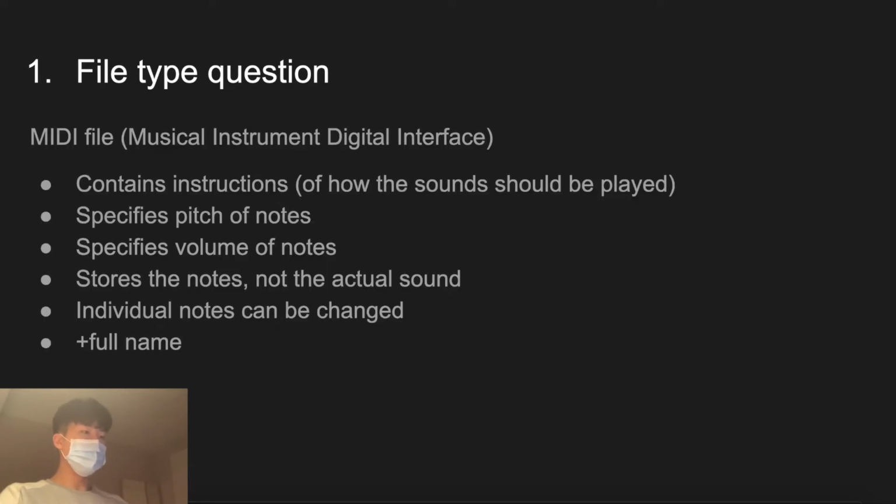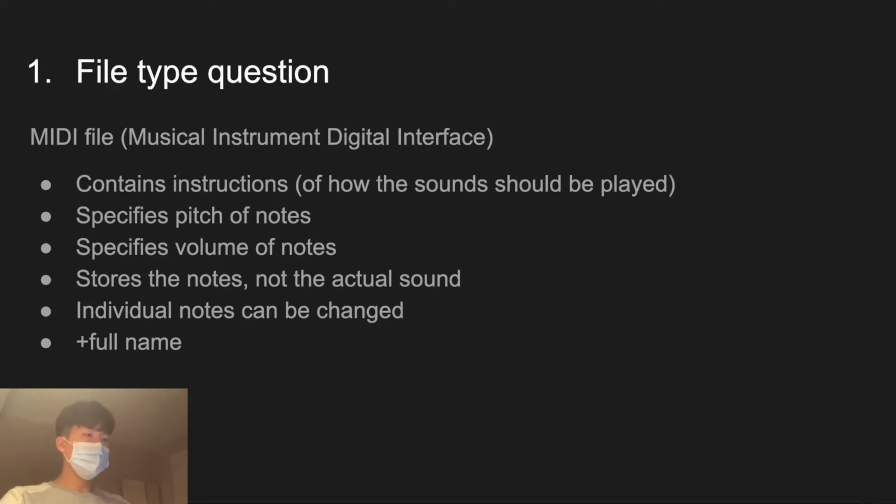A MIDI file contains instructions of how the sound should be played, and it specifies the pitch of notes, and it specifies the volume of notes. This just means individual notes can be changed and the details of those notes are stored. It also stores the notes, not the actual sound. And for most questions, you can also get points for the definition that MIDI is a musical instrument digital interface file.